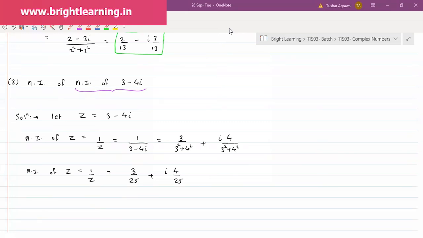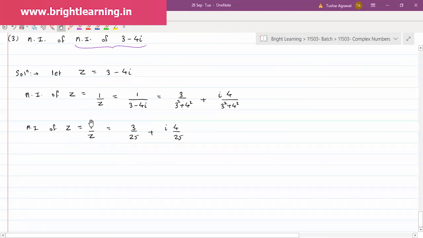3 minus 4i. Yes, minus 4i only you should get. And the answer will be 3 minus 4i only. Pujita, maybe you did some calculation mistake. Let's see. I multiplied with, see.